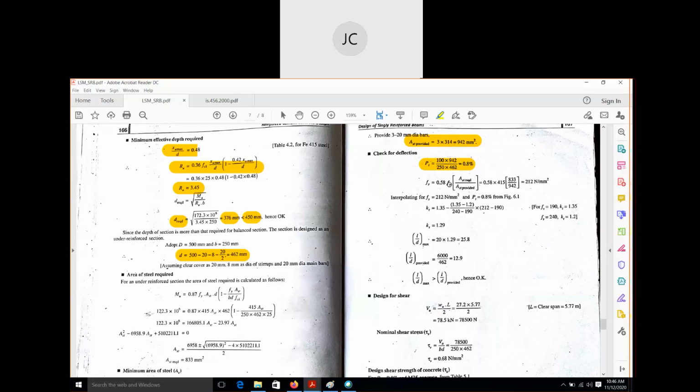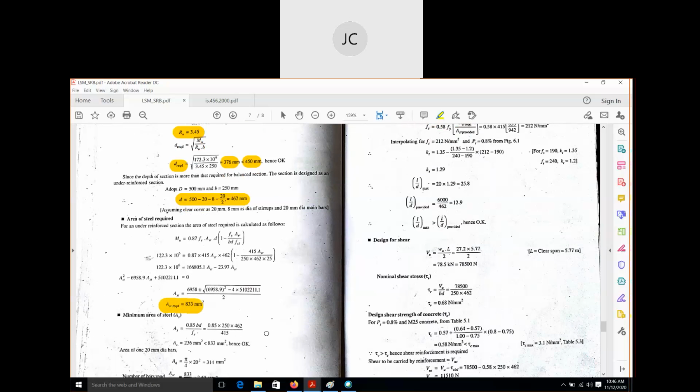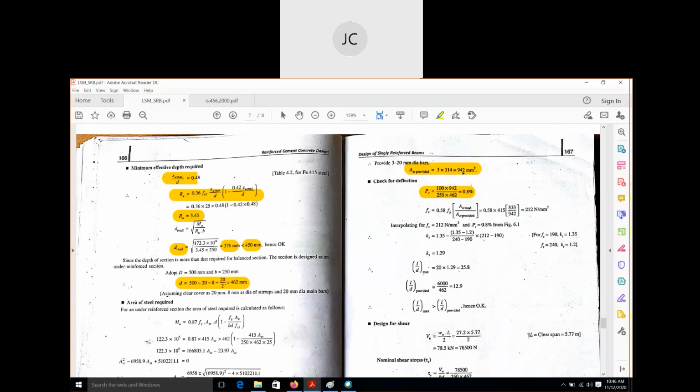Fy, all of you know, because we are using Fe415 grade of steel, so Fy will be 415. AST required, how much is it? We have calculated before. AST required was 833, and AST provided is 942. So if you put all the values and do the calculation, we will get Fs equal to 212 Newton per millimeter square.